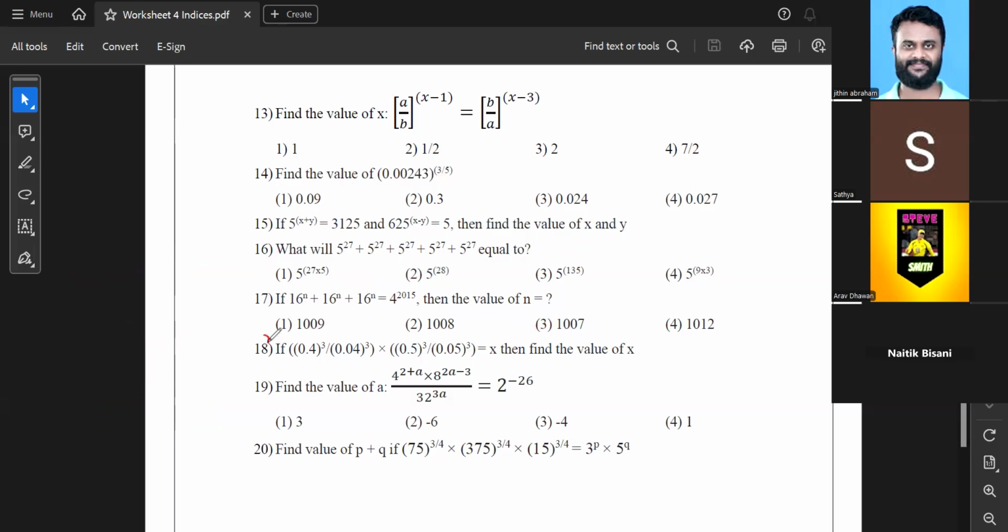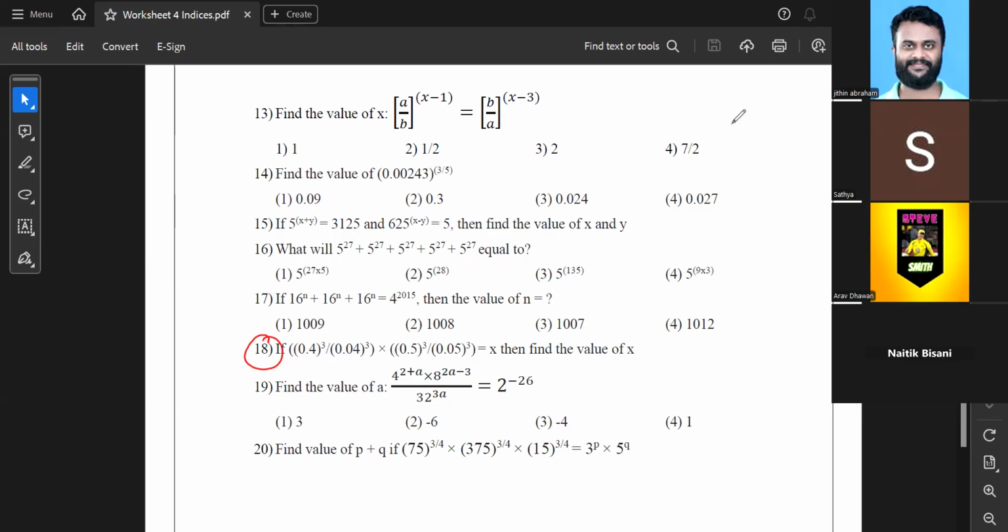Okay. So the 18th problem: 0.4 raised to 3 divided by 0.04 raised to 3. First of all, I'll write this. You'll have to carefully look into the brackets first. This raised to 3 is purely for 0.4, that's why this single bracket, divided by this raised to 3, purely for 0.04, that is why this single bracket. And then the whole thing is put in another bracket. So I'll write that first for our sake.